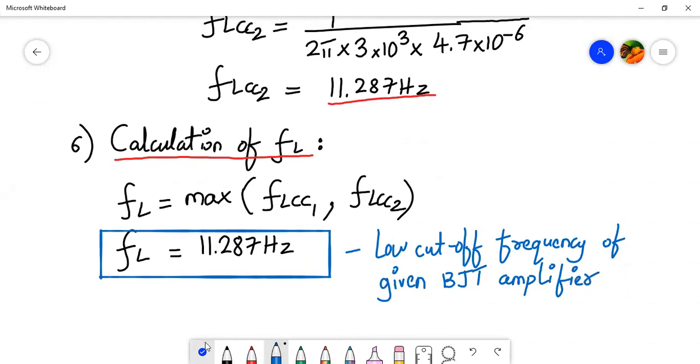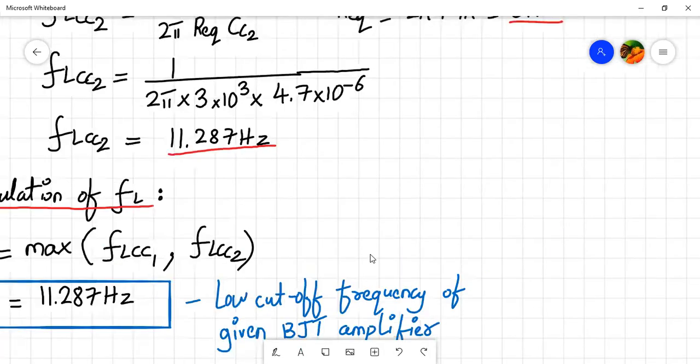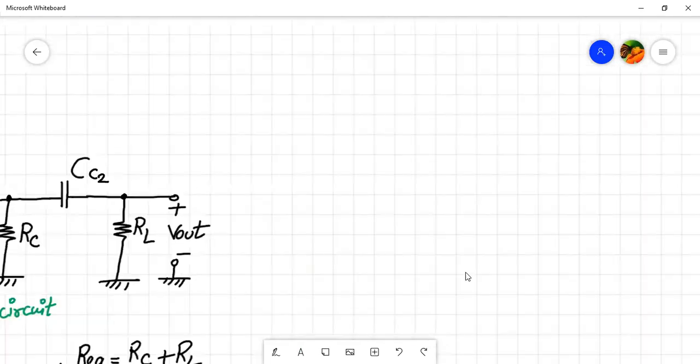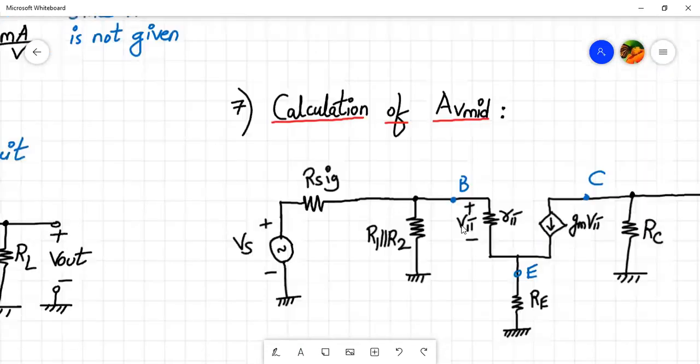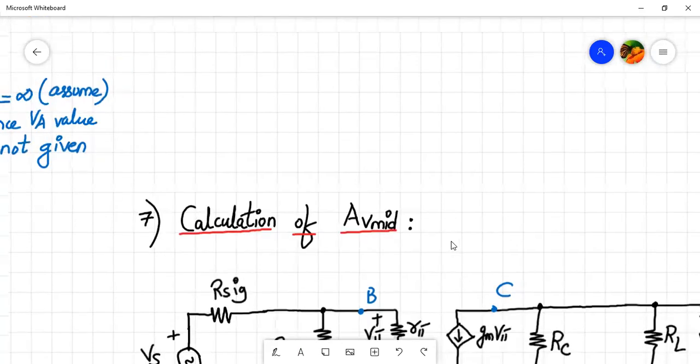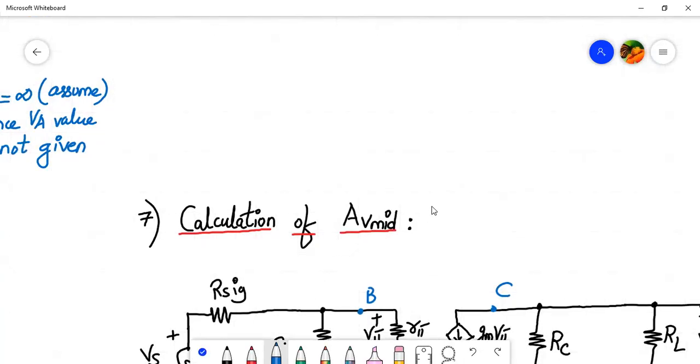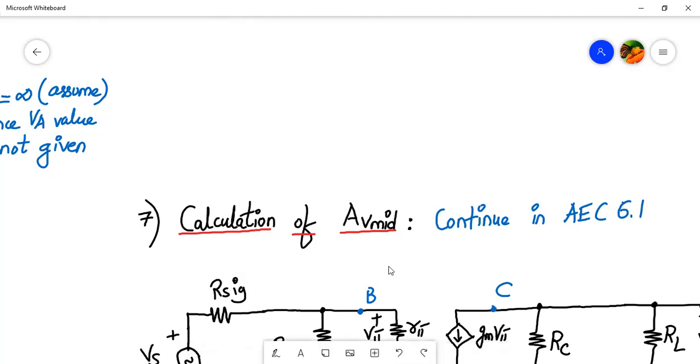Next step is basically step number 7, calculation of AV mid, which is the mid band voltage gain. So that we will cover next time. So this calculation of AV mid, now we have almost run out of time. So we will continue next time in analog electronic circuits, lecture number 6.1, lecture number 6. Okay, so we'll stop over here.